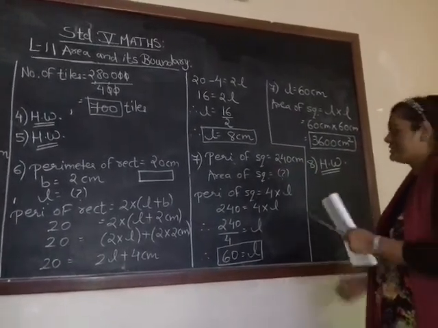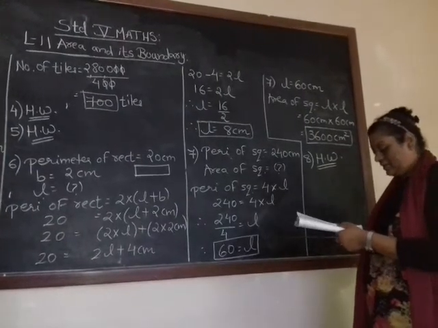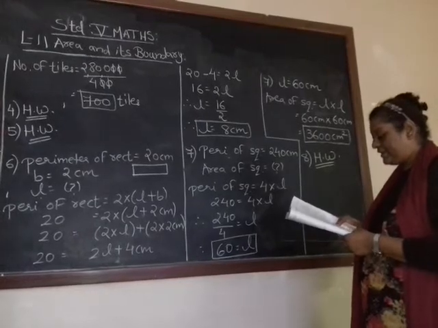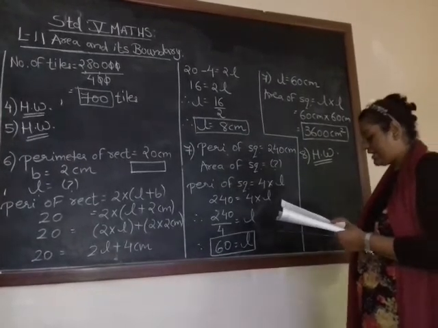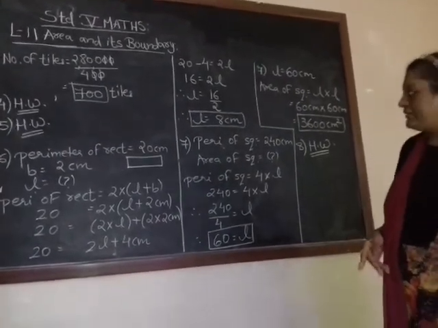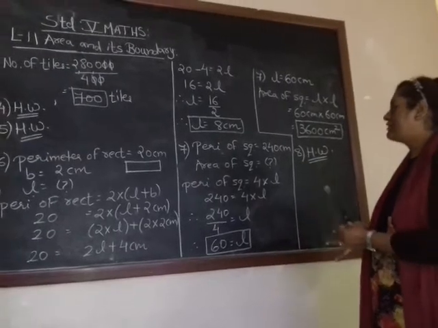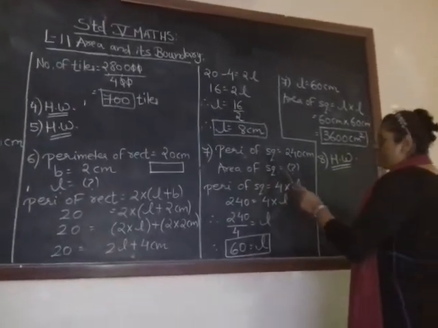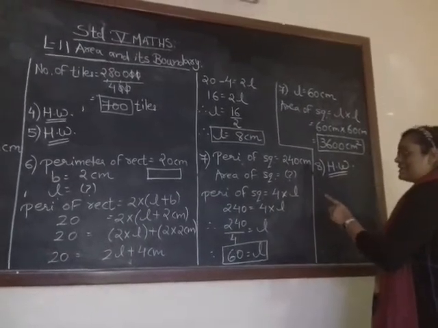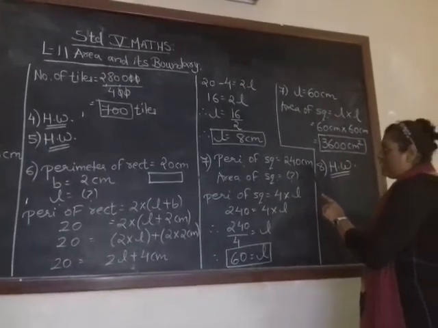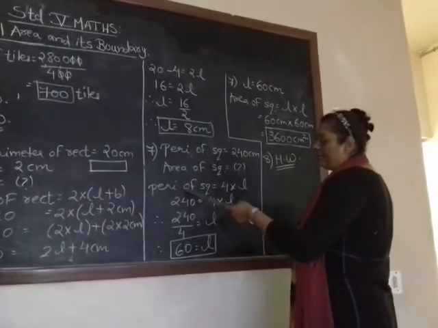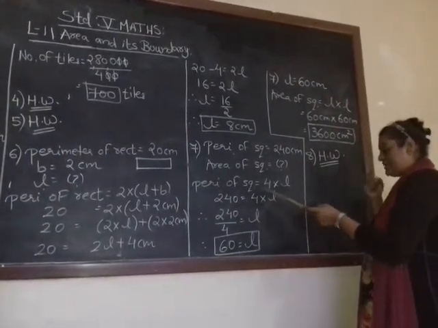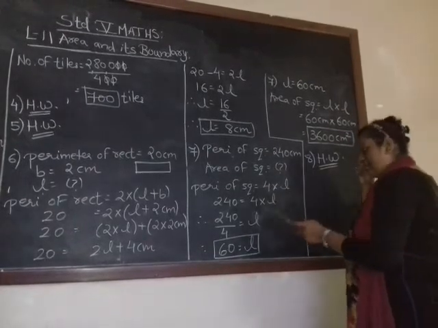Proceeding to question number 7. Find the area of a square carom board where the perimeter given is 240 centimeter. Okay, now here we need to find out the area of a square carom board where the perimeter is given, right? So the perimeter given is 240 centimeter. Firstly, we will use the formula: perimeter of square is equal to 4 into L.